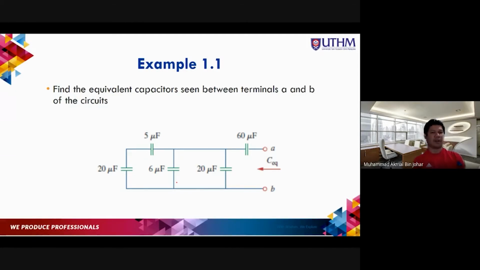Okay, cuba buat kiraan sikit dan boleh share jawapan kepada saya. So which one is series, which one is parallel? Which one is series to who and which one is parallel to who? Kan?